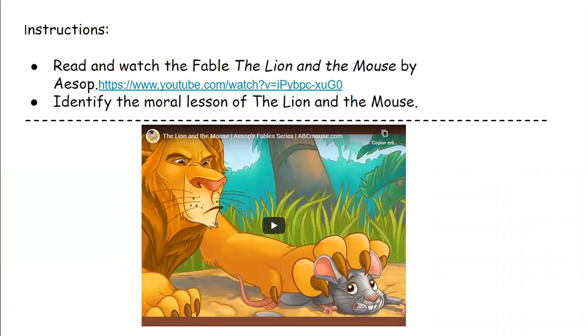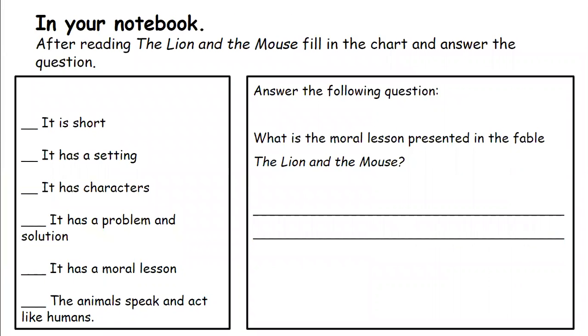Now, I want you to watch this short video about the lion and the mouse, and at the end, you're going to answer the following questions. Remember, watch the video, listen to the story, and you're going to identify the lesson and the elements of a fable in The Lion and the Mouse. Here's how you're going to do it.